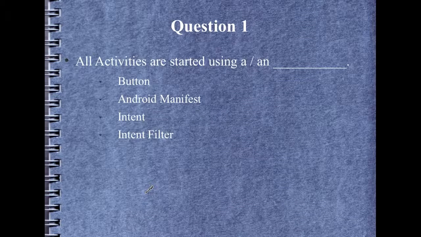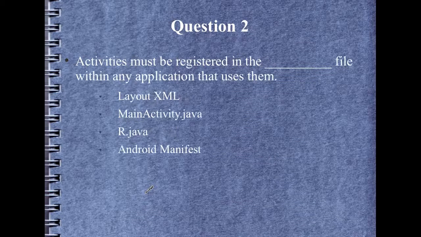So let's have a short quiz. First of all, activities are started using a or an blank. Is it a button, Android manifest, intent, or intent filter? Second question. Activities must be registered in the blank file within any application that uses them. Is it the layout XML file, the MainActivity.java file, R.java, or Android manifest?